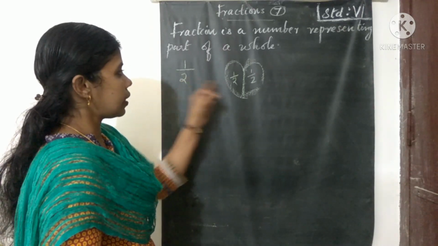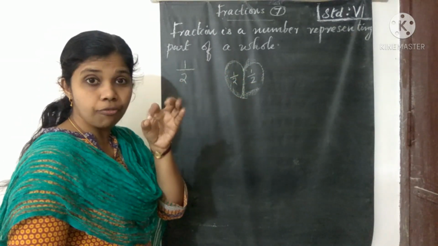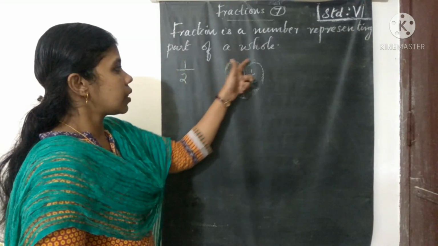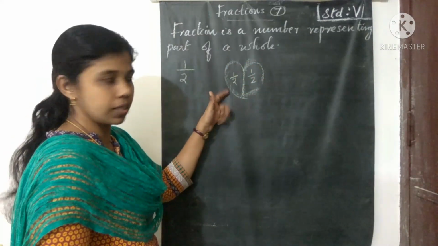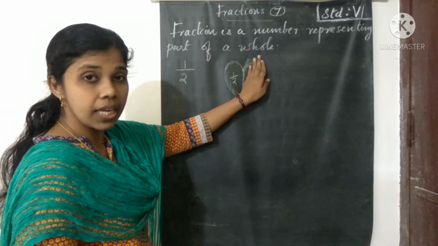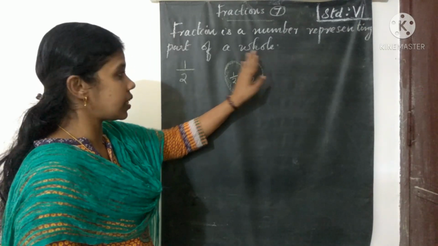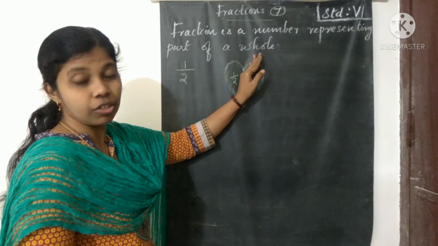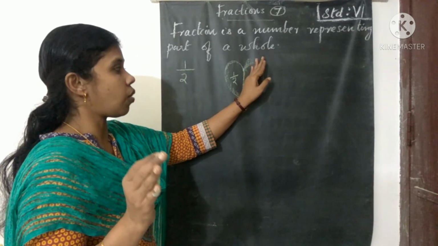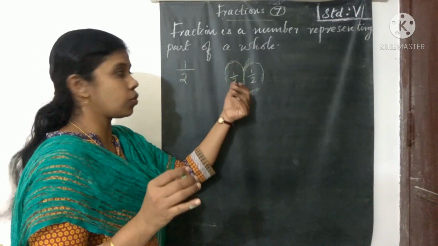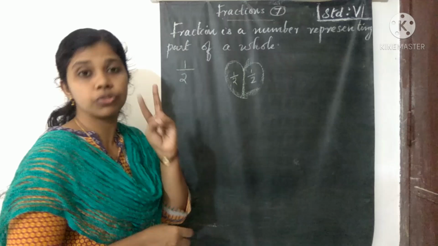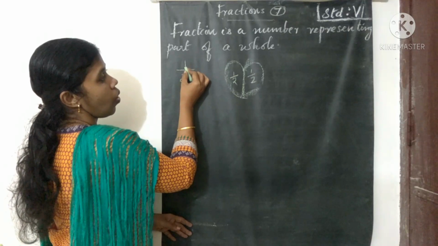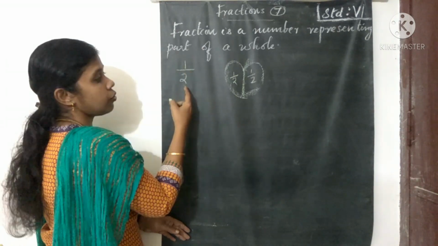So here this fraction denotes what? Half of the whole object. That fraction is 1 by 2. Here this is a whole object. Here each part is called what? Each part is part of the whole object. Here, how many parts? 2 parts. What is the total number of parts? 2. Here, 1 by 2 means what? 1 by 2 means one part is taken from the 2 parts.